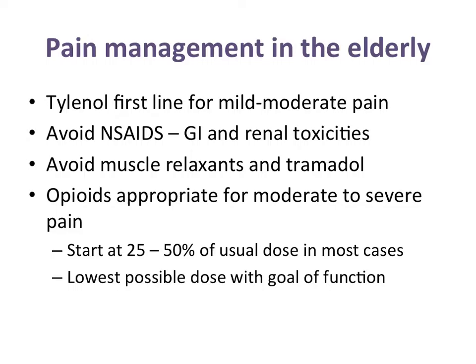Opioids are appropriate for the elderly for moderate to severe acute pain in the short term, with the goal being improved function rather than completely eradicating the pain. I start at 25 to 50% of the usual dose in most cases, something like 2.5 milligrams of oxycodone.